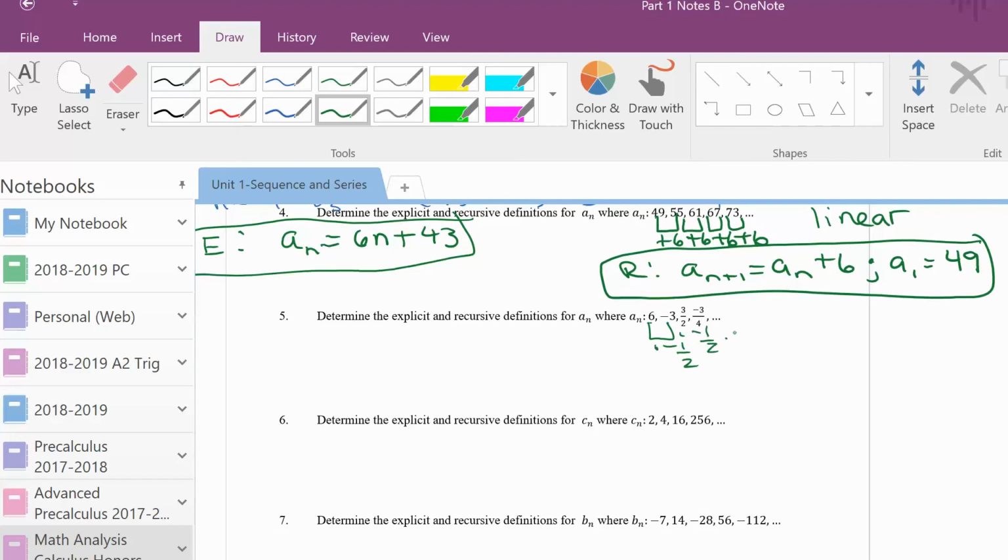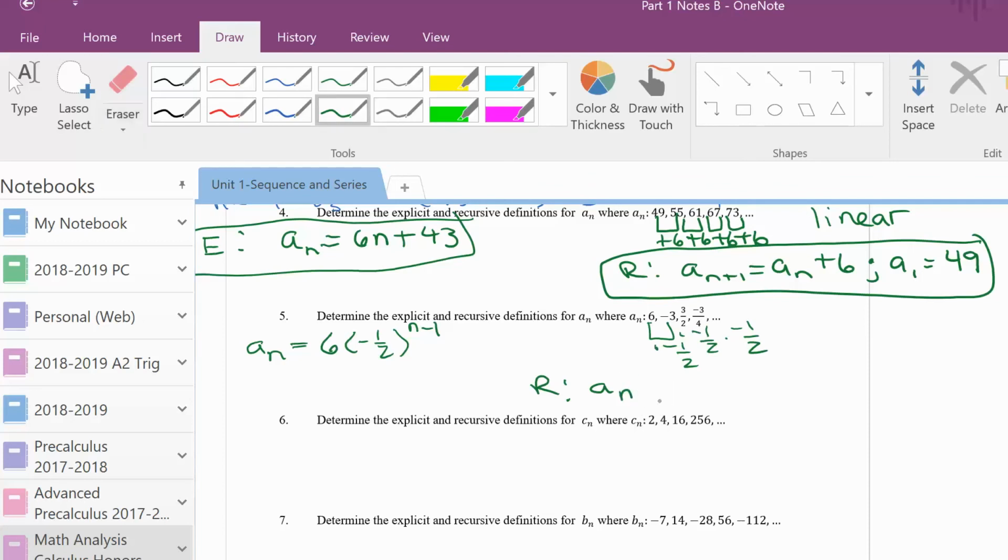the same number from term to term, that it's going to be an exponential equation, because we're multiplying by -1/2, so we're going to be multiplying by powers of -1/2. And the first term is 6. That means we have -1/2 to the 0 power, which means the explicit definition is going to be 6 times -1/2 to the n minus 1, because if n is 1, the first term, 1 minus 1 is 0, and that'll give you 6.